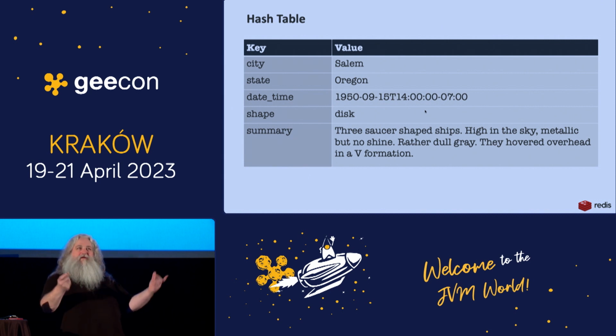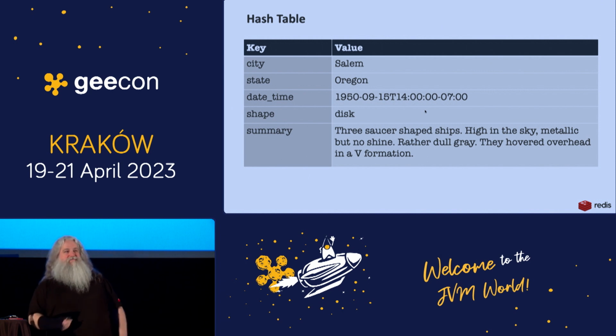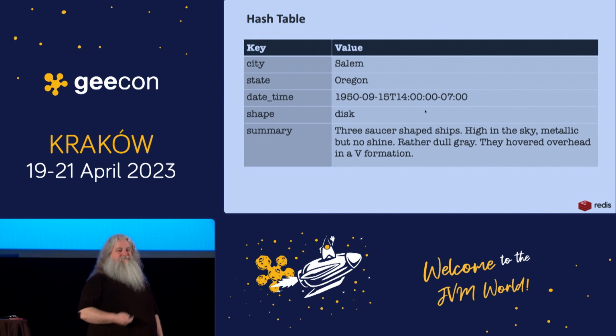And so the idea of a hash table is pretty simple, right? It's a key value pair. Given a key, get the value out. Give a key and a value to set it. We've all used these.